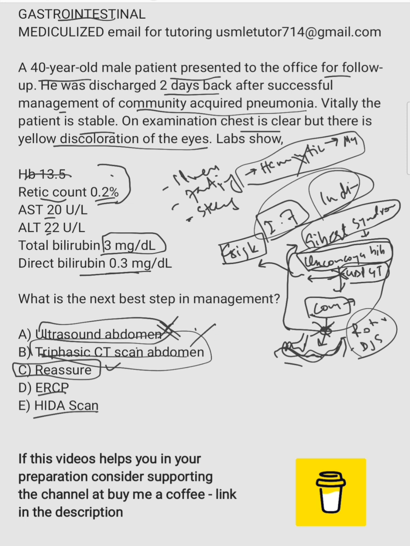Triphasic is used for liver cancer. But here there is no weight loss and no history of cirrhosis, so it's very unlikely. ERCP you may do for acute pancreatitis or cholelithiasis. This patient does not have any of those symptoms that would suggest them, like abdominal pain. HIDA is done if ultrasound does not show gallstones but you still suspect there are gallstones. This patient does not have any gallstone symptoms, so that is also a wrong answer.